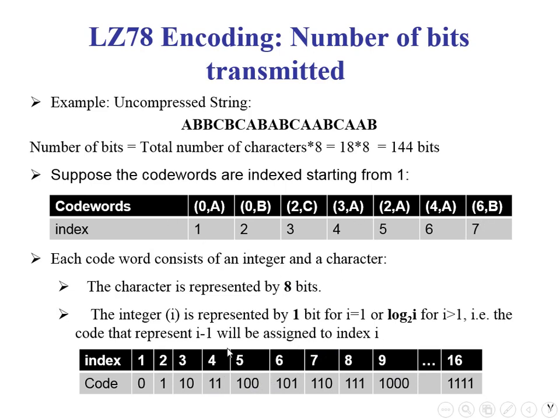Now we can assign the number of bits for these code words. We have 0, which is 1 bit, and A, 8 bits; 1 bit, 8 bits; 1 bit, 8 bits; 2 bits, 8 bits; 1 bit, 8 bits; 2 bits, 8 bits; 3 bits, 8 bits.